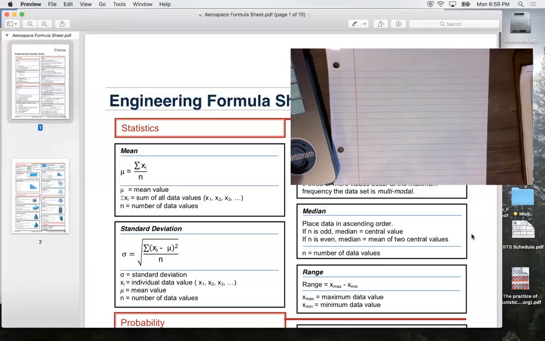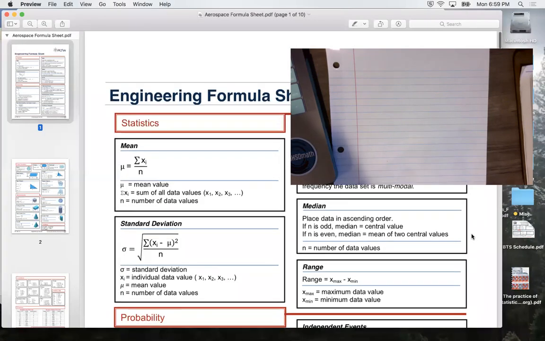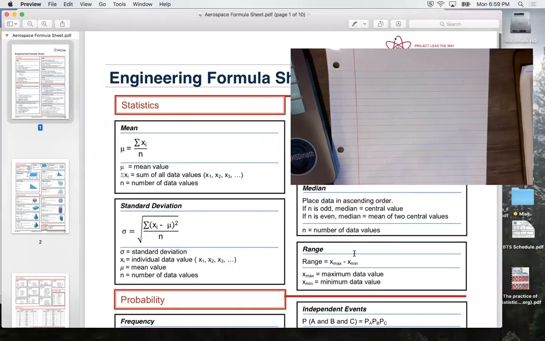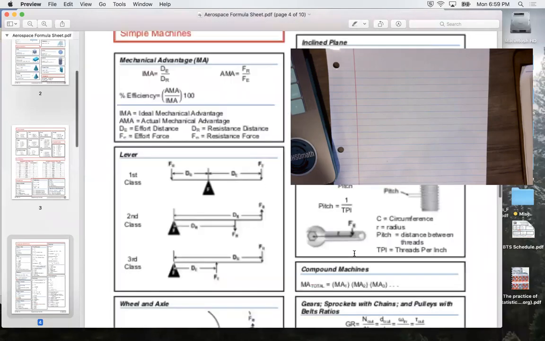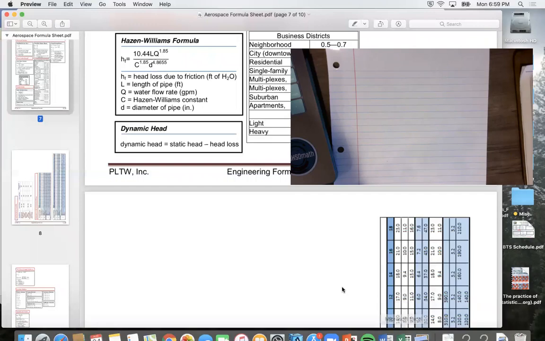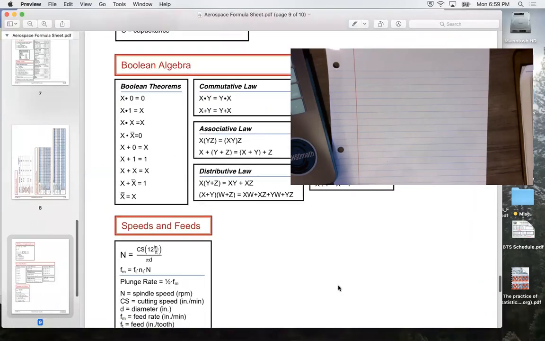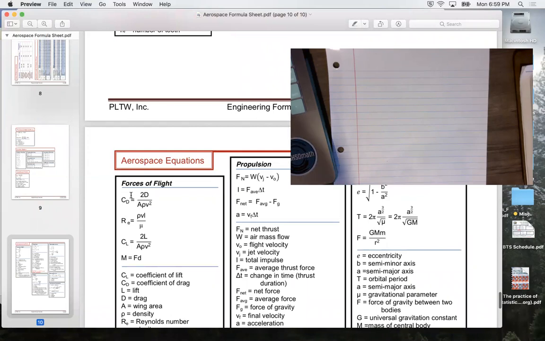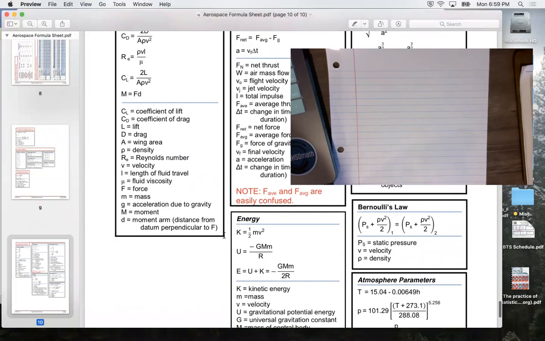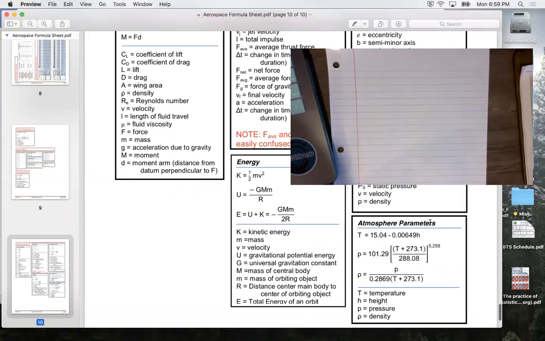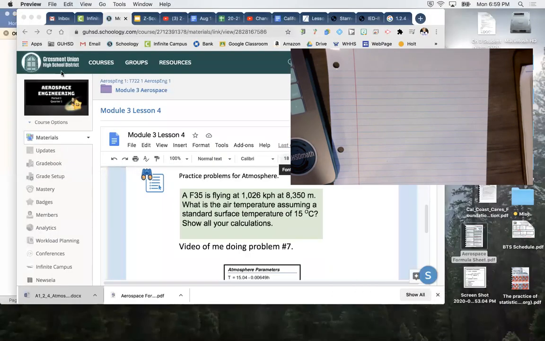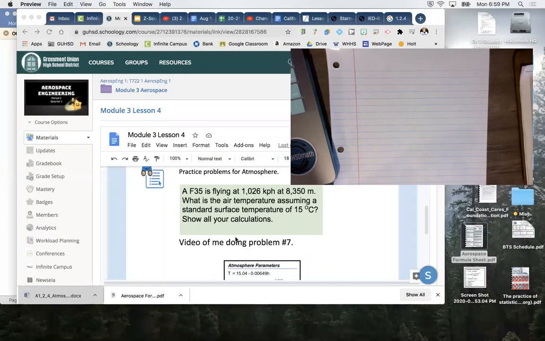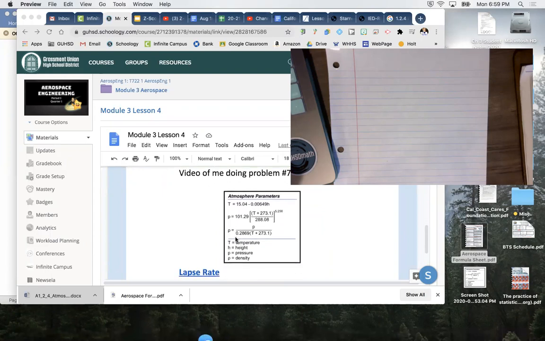I'll actually open that so you guys can see the formula sheet that you guys had last year and the year before. It will also be provided to you again if we end up having to do the end of course assessment. And there's a whole page at the very back for aerospace equations. The ones that we're using today have to do with atmosphere parameters. So those are down here. I have taken a picture of that and inserted it here on the lesson so that way it's a quick reference for you.